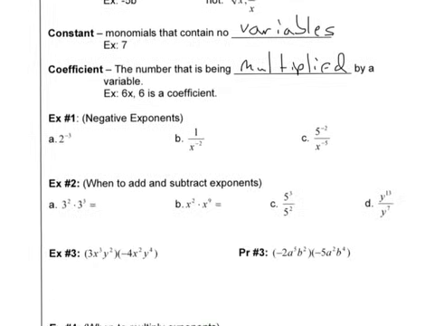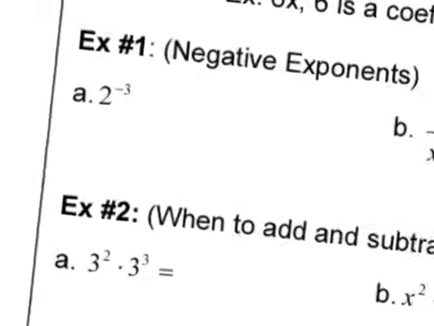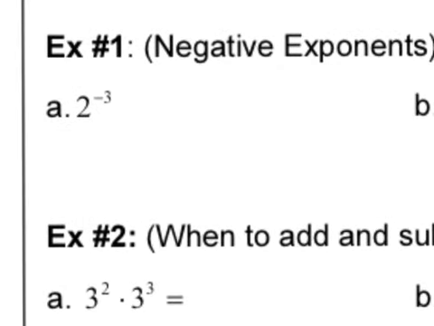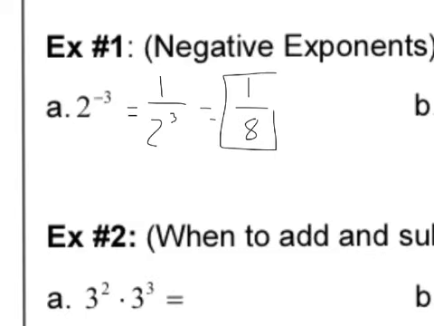Now let's talk about a couple things. Let's talk about what negative exponents mean. Negative exponents just mean that you do the exact same thing as a positive exponent, except it flips. It's the reciprocal. So this is the same thing as 1 over 2 to the third. And 2 to the third is 8. So this is actually 1 over 8.